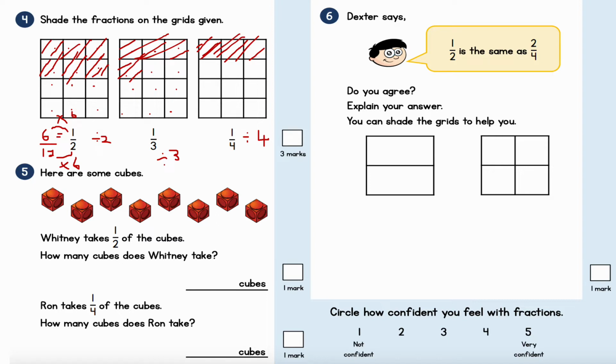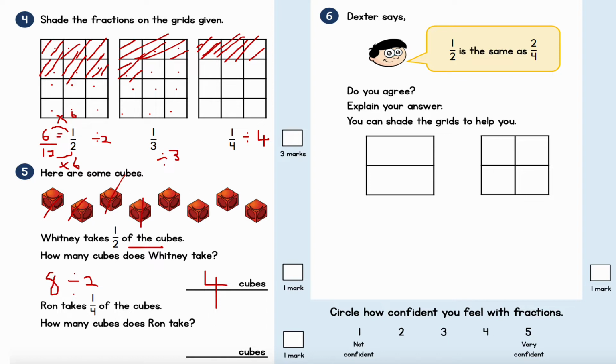This is question number 5. Here are some cubes. 1, 2, 3, 4, 5, 6, 7, 8. Whitney takes half of the cubes. How many cubes does Whitney take? Well, a half means divide it by 2. So 8 divided by 2, we get the answer of 4. Okay, 4 cubes have been taken by Whitney.